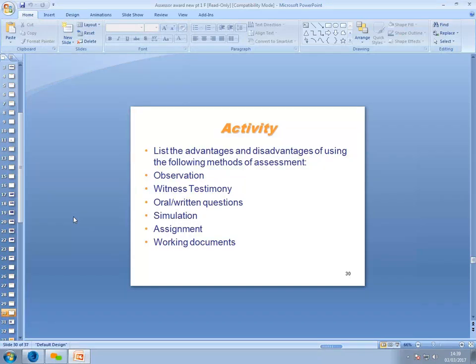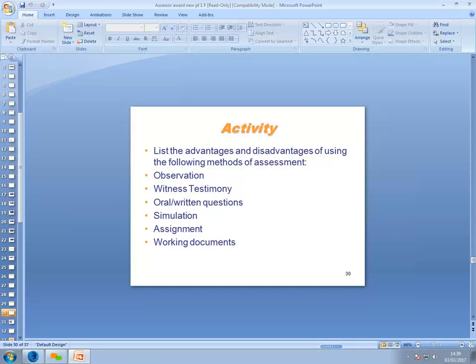There are very few disadvantages, except that the assessor must be present and everything must be set up ready for that observation to take place. So it's more time consuming perhaps. Witness testimony: these are great, good advantages, you can use them.